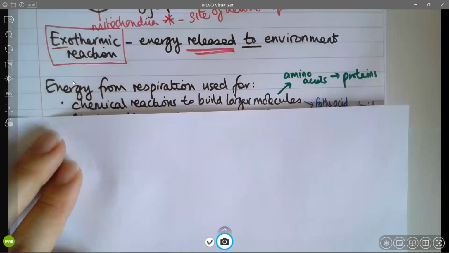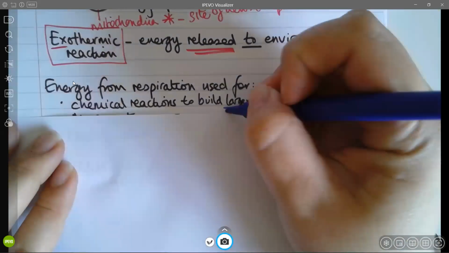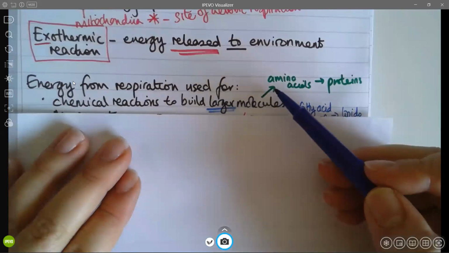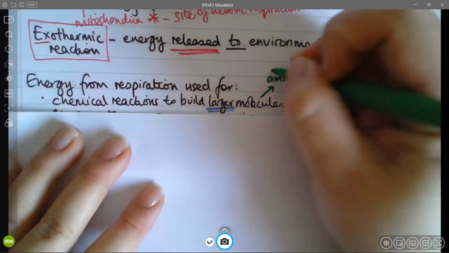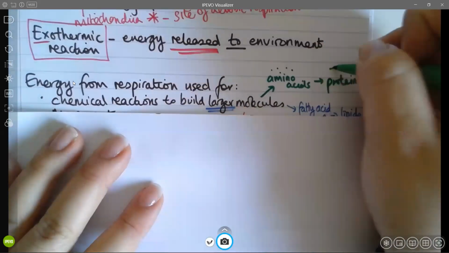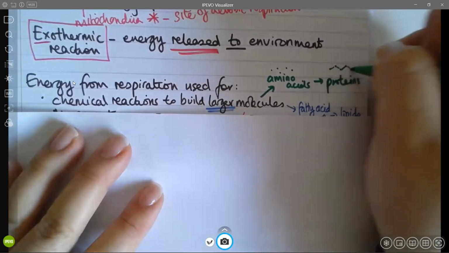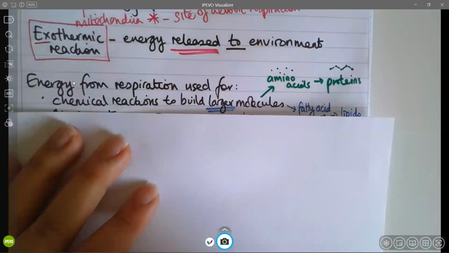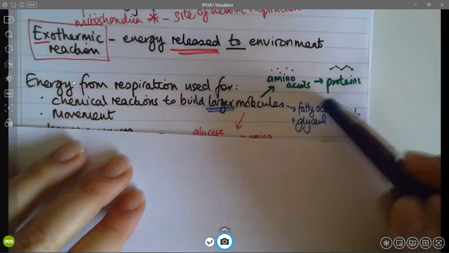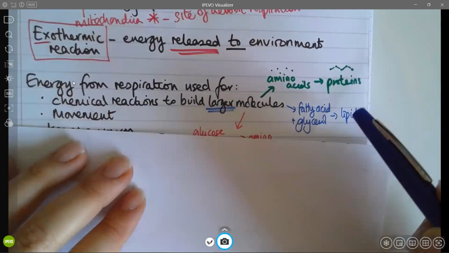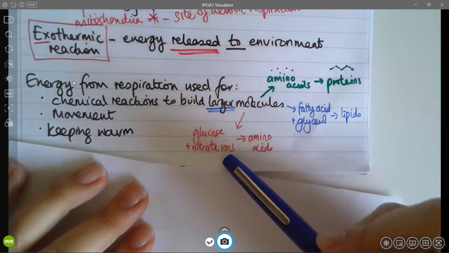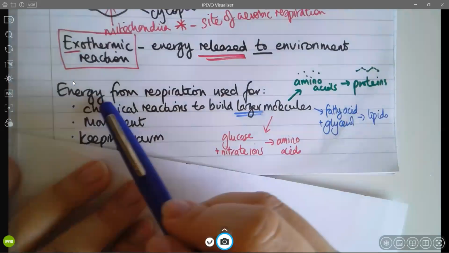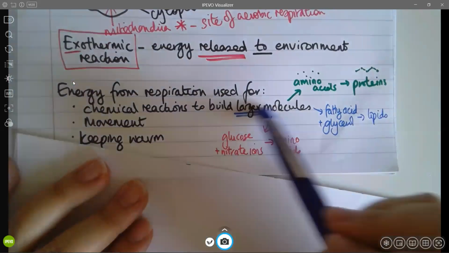Chemical reactions to build larger molecules. Now, what I mean by that is, let's have a look here. Amino acids, lots of amino acids will join together to make a protein. So we're going from small molecules to larger molecules. Fatty acids and glycerols join together to make lipids. And a final example that you've learned so far is glucose with nitrate ions will make amino acids. So that's the first. These are all examples of building larger molecules.